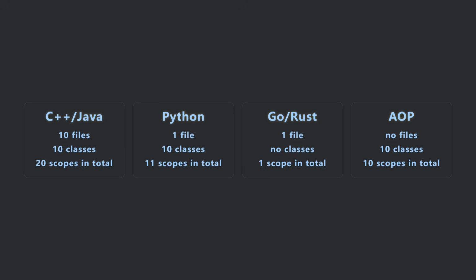Multiple classes can be stored in a single file, so 10 classes in one file would result in 11 scopes, 9 fewer than C++. Go goes further, eliminating classes altogether. All code resides in a single file, requiring only one scope for management, further reducing the programmer's burden. The syntax described in this video, however, retains the class scope but removes the file scope. 10 classes, not stored in any files, would only have 10 scopes.